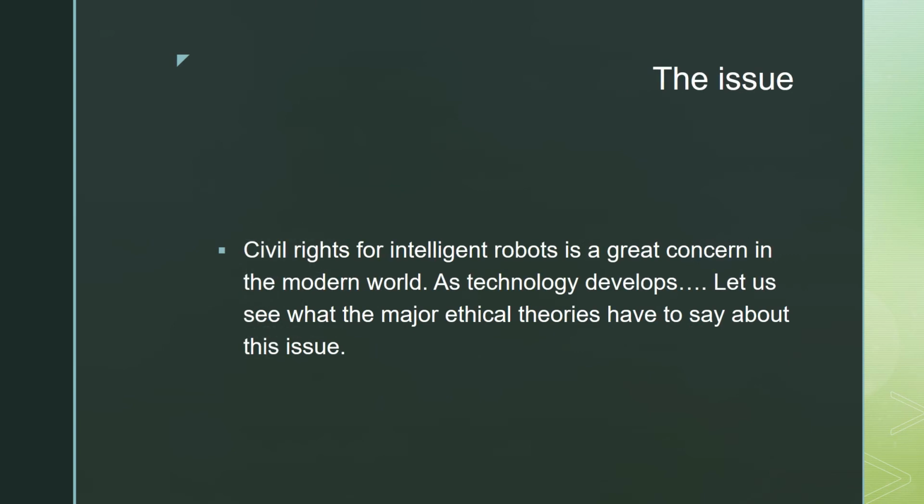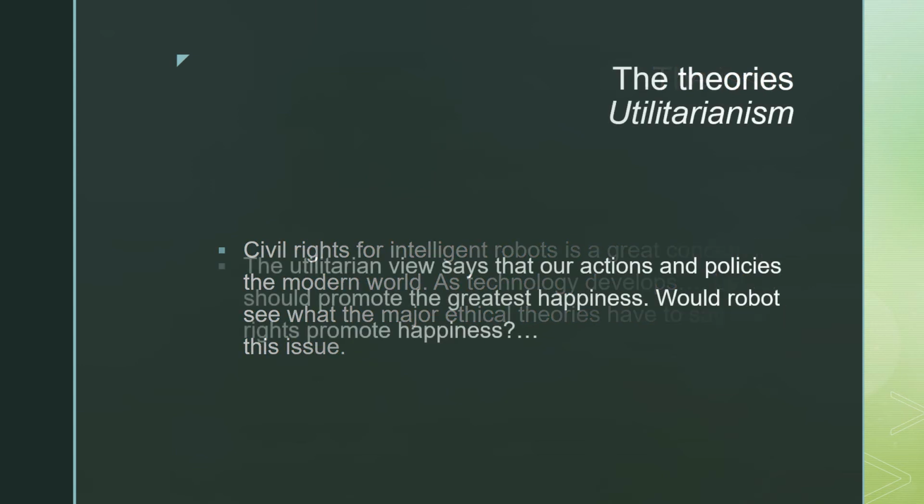And then I discuss the issue for a paragraph. Civil rights for intelligent robots is a great concern in the modern world, etc. And then, to set up the next section, I just use a transitional phrase like, let's see what these three theories have to say about it.